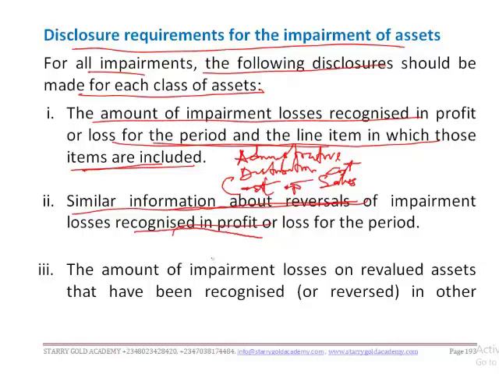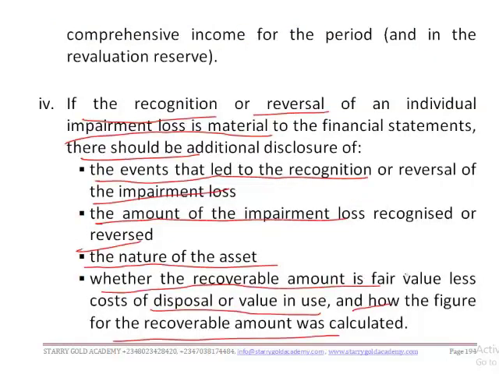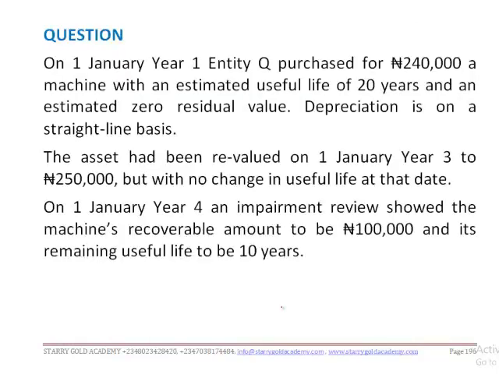Are we together? Also, the amount of impairment losses on revalued assets that have been recognized or reversed in other comprehensive income for the period and the valuation reserve should also be disclosed. And you also have to disclose the event that led to the recognition or reversal of the impairment loss, the amount of the impairment loss recognized or reversed, the nature of the assets, whether the recoverable amount is fair value less cost of disposal or value in use, and how the figure for the recoverable amount was calculated. Are we together? So now let's take a question on this.